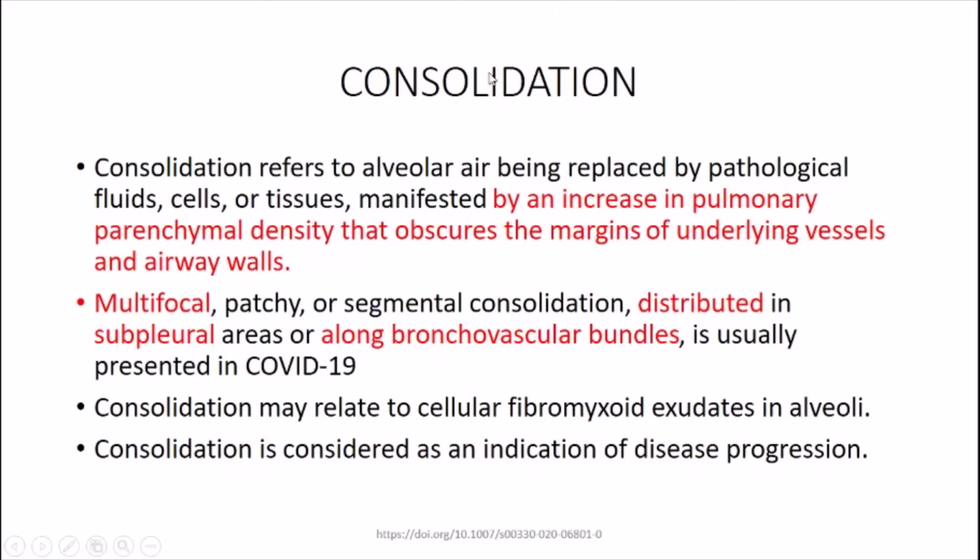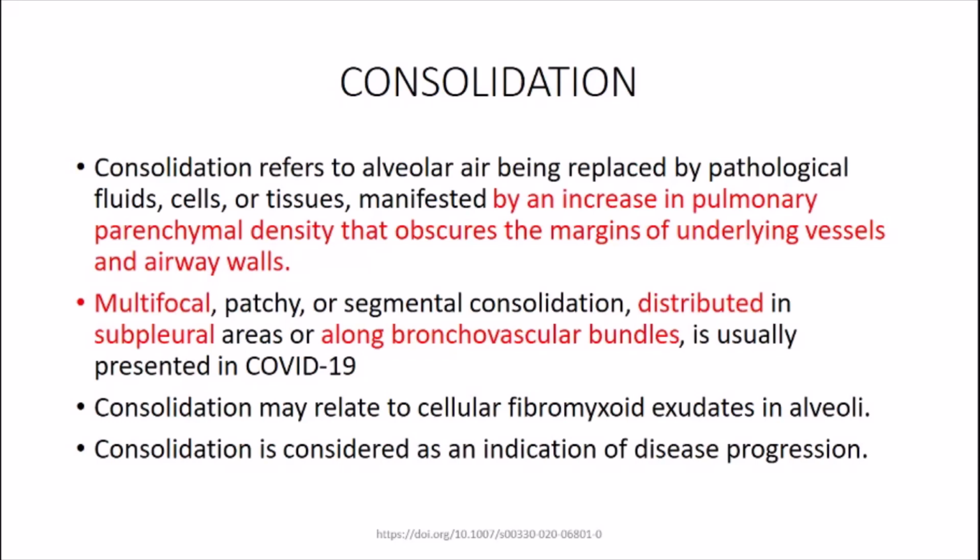Consolidation is the second most common lesion that we can see in chest CT of COVID-19 patients. Consolidation refers to alveolar air being replaced by pathological fluids, cells, or tissues, manifested by an increase in pulmonary parenchymal density that obscures the margins of underlying vessels and airway walls. Consolidations are often multifocal, distributed subpleurally and along bronchovascular bundles in cases of COVID-19. And usually it's considered an indication of disease progression.